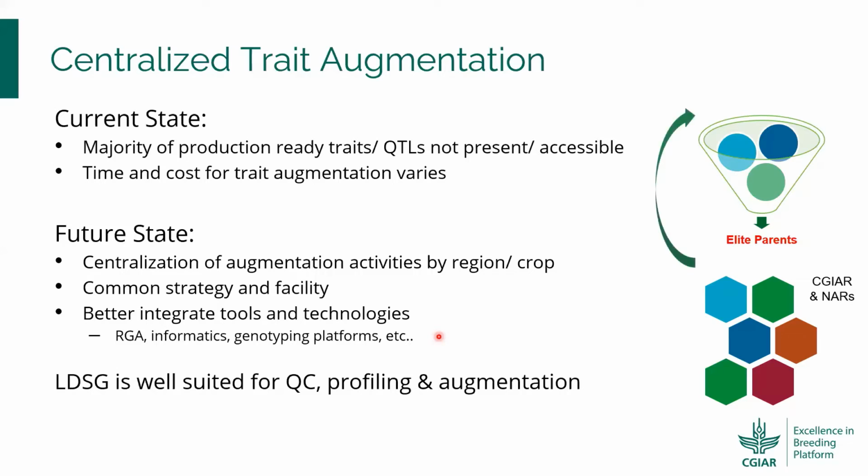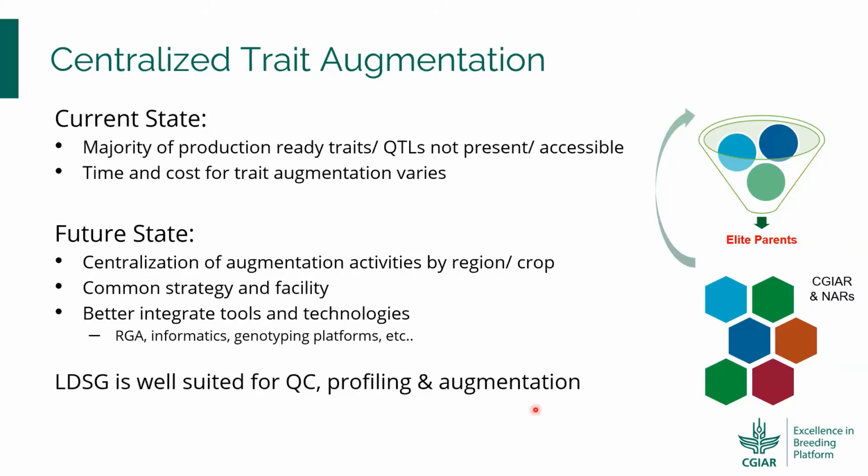So how can LDSG be leveraged to perform the initial QC, as many programs have done? This is very critical to establish authoritative seed sources. QTL profiling is also routinely done by many NARS programs to collect the information needed so that we know where the trait gaps are. And by and large, the augmentation proper will definitely be using a lot of the low density platform that we have.